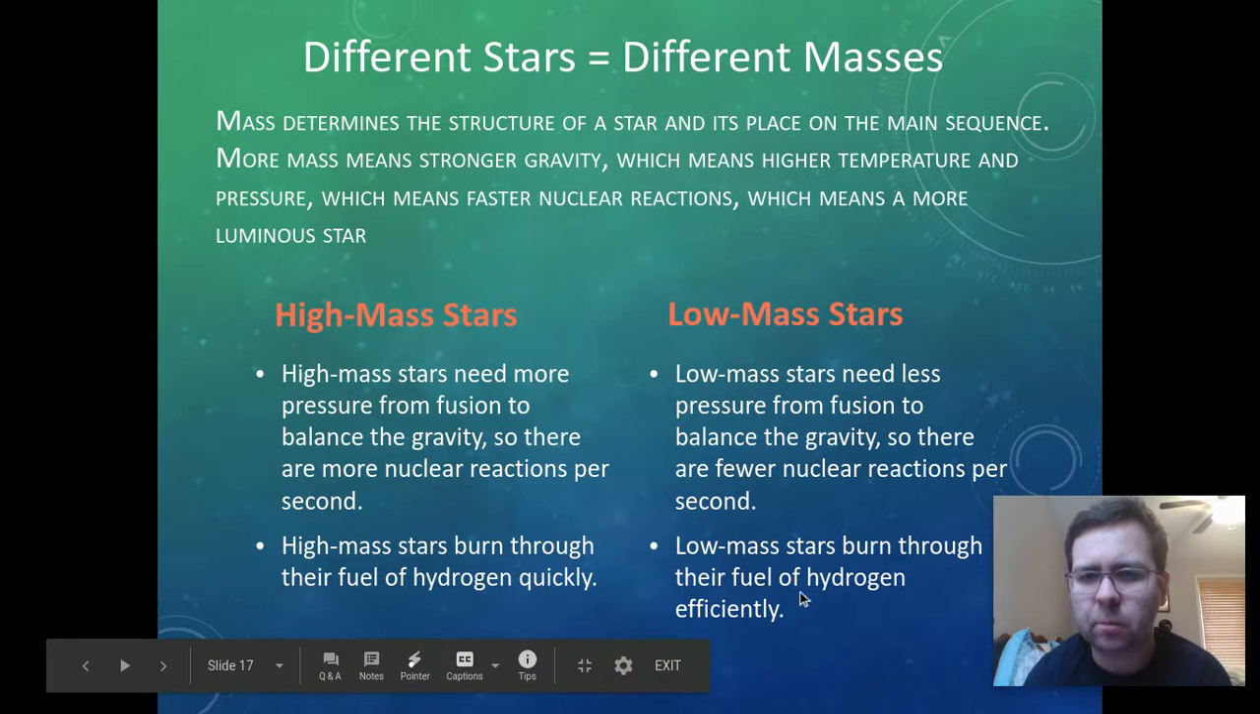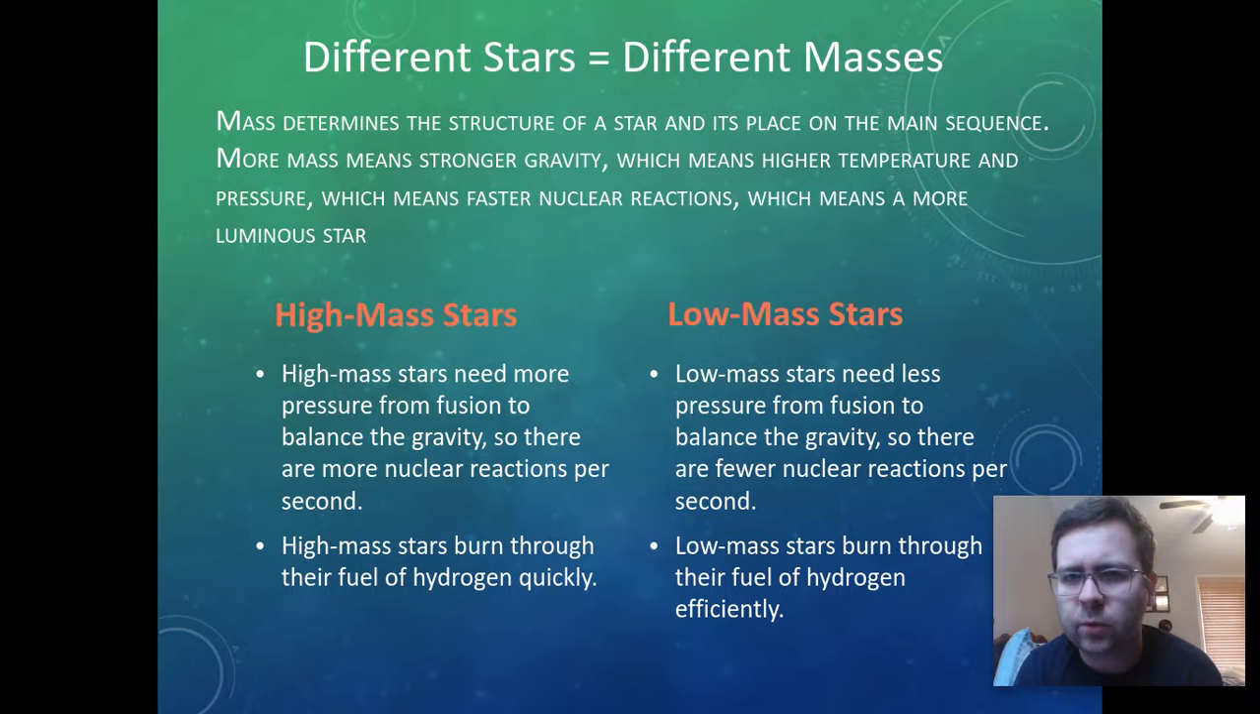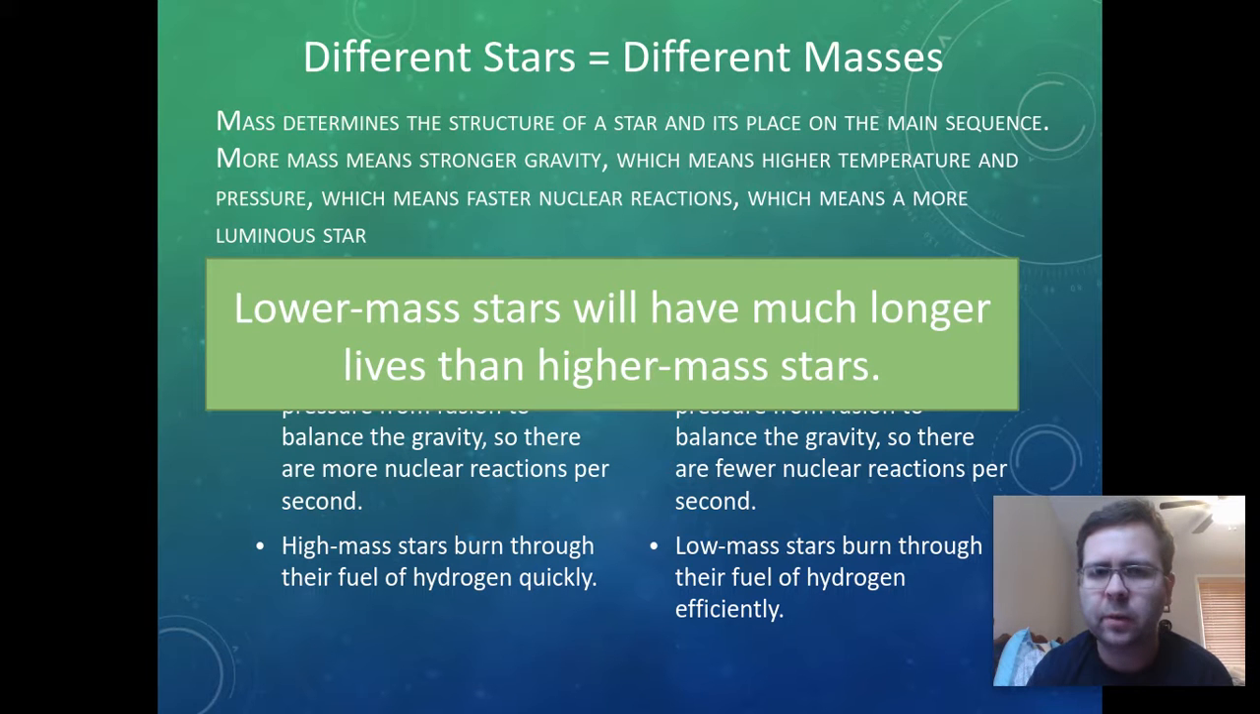Low mass stars can burn through their hydrogen really efficiently. They don't need to use as much of it to keep going, and so they're more fuel efficient. So I like to compare them by saying that lower mass stars have much longer lives than high mass stars. High mass stars kind of live fast, they die young. They're like rock stars. They gotta do it all and they gotta live it all. And they die quick. I mean, they die young.